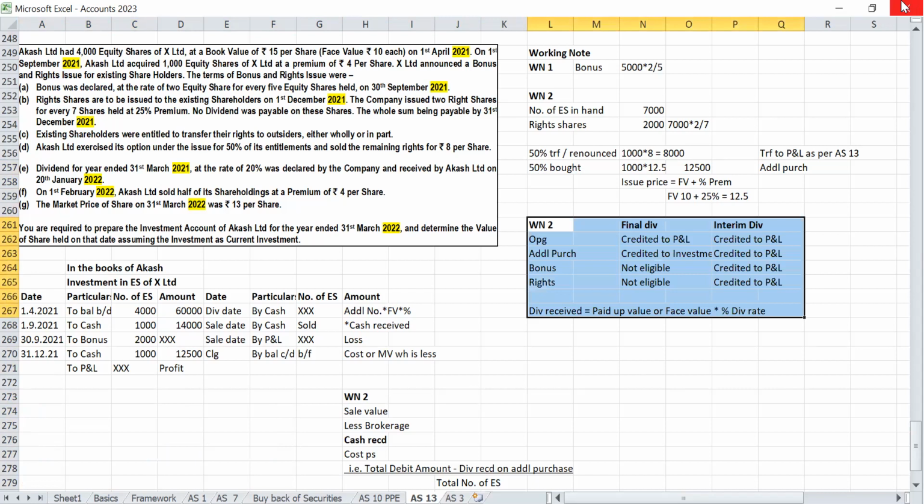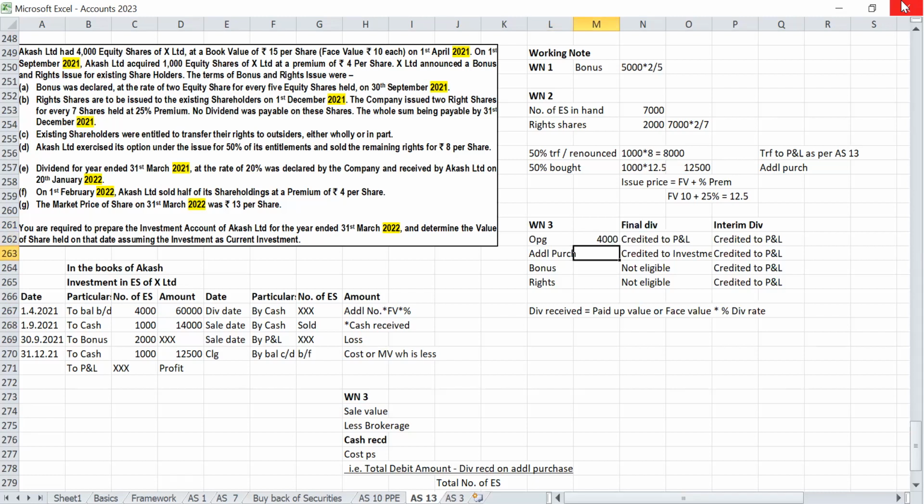Then the dividend of the year ended 31st March 2021 at the rate of 20% was declared by the company and received by Akash Limited on 20th January 2022. So opening shares is 4,000, sir. Additional purchase is 1,000, bonus shares 2,000, rights 1,000. Total 8,000. Interim dividend they have not given here. Yes, sir, final dividend only.